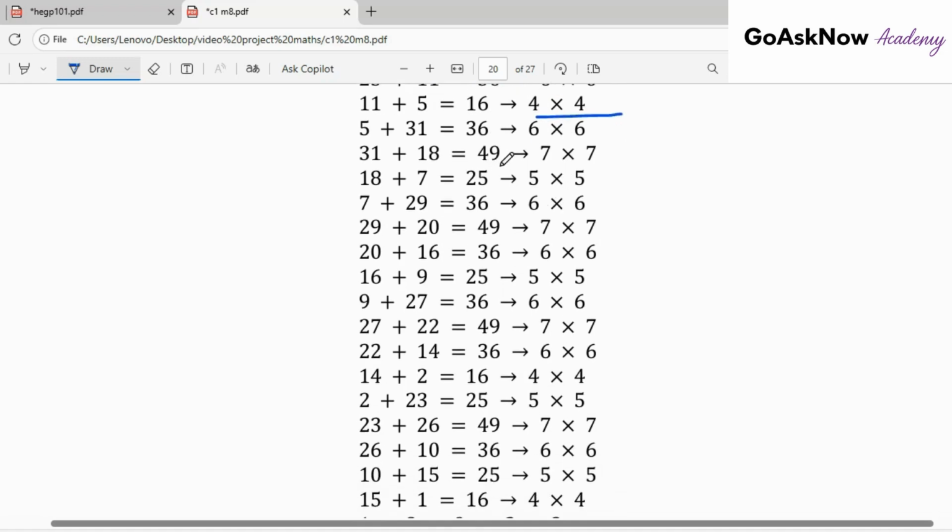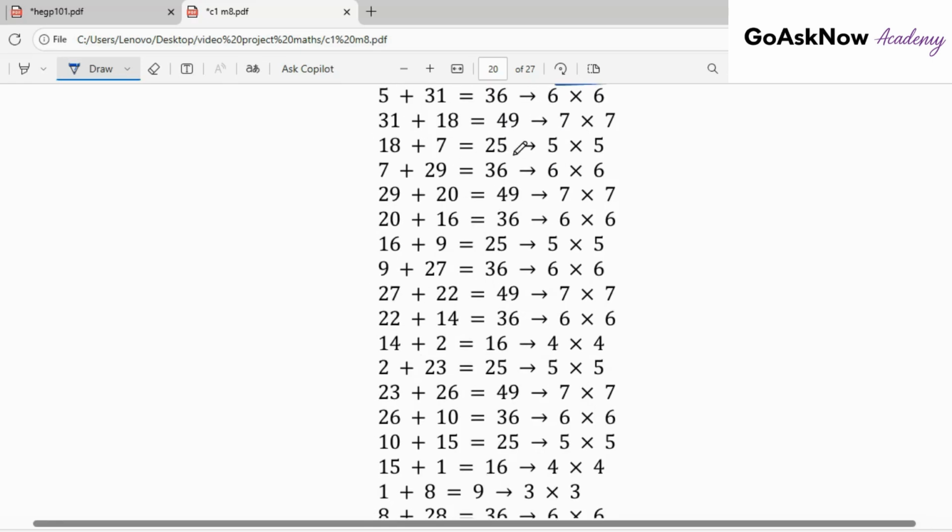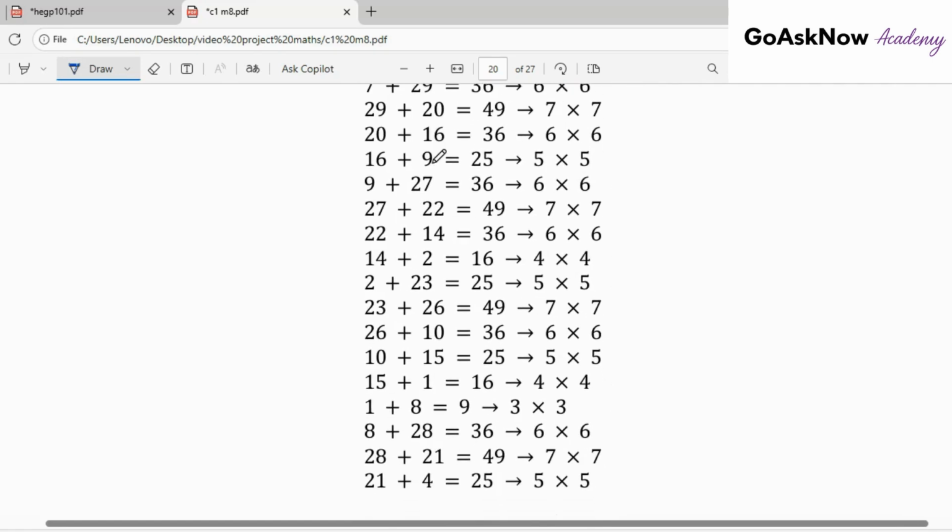31 plus 18 is equal to 49, which is 7 squared. 18 plus 7 is equal to 25, which is 5 squared. 7 plus 29 is equal to 36, which is 6 squared. 29 plus 20 is equal to 49, 7 squared. 20 plus 16 is equal to 36, which is 6 squared. 16 plus 9 is equal to 25, which is 5 squared.